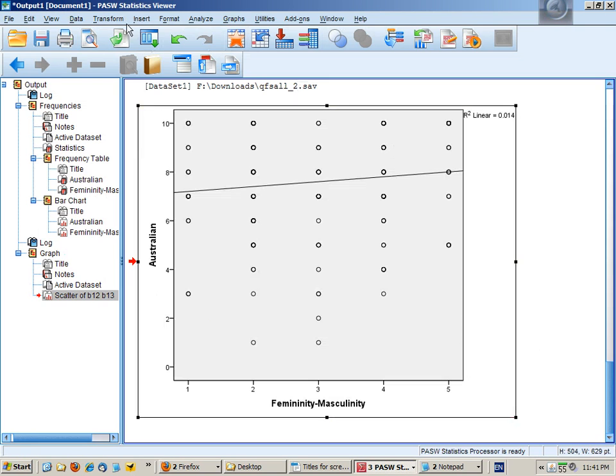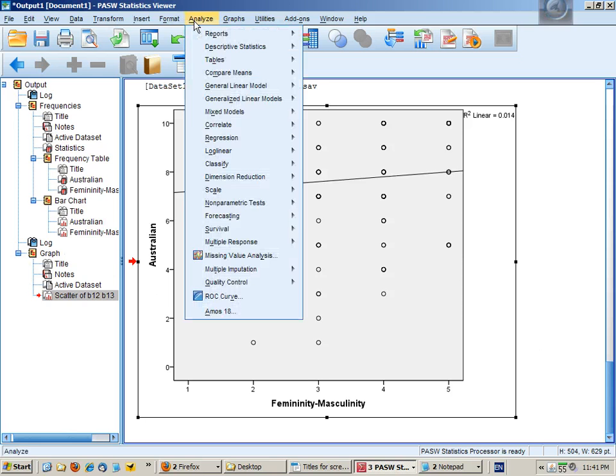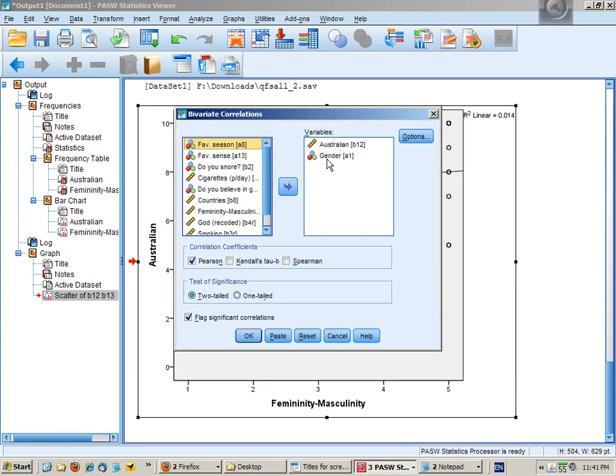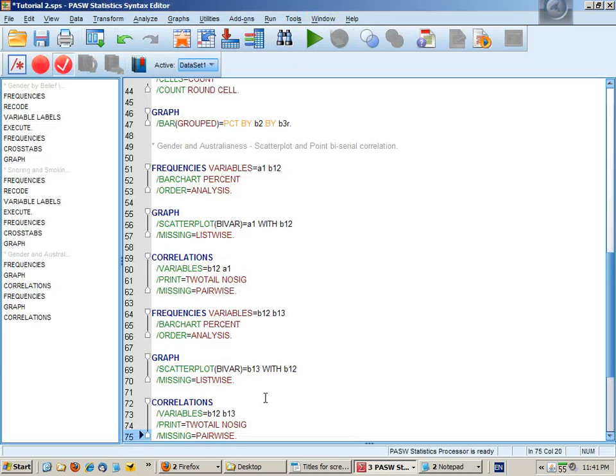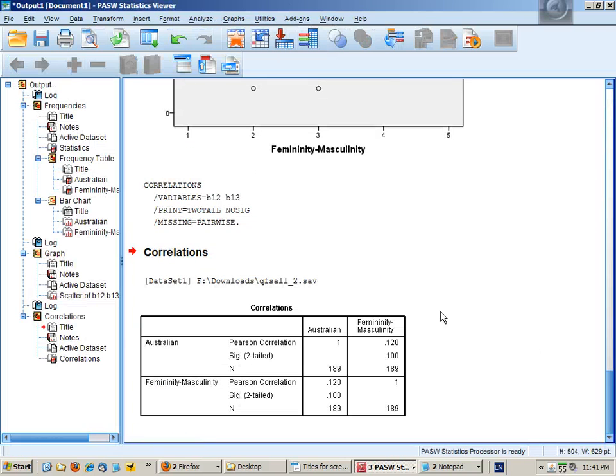Now we're going to go and get the correlation: analyze, correlate, bivariate, and we'll see that the correlation is going to be positive, but will it be significant? 0.12 is a very small correlation, and it's non-significant. There's only about 1% shared variance if we were to square that 0.12.